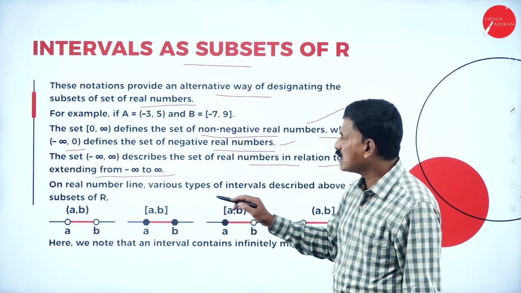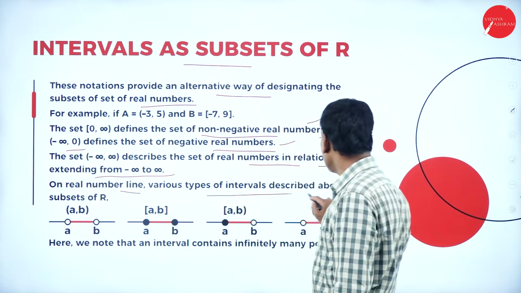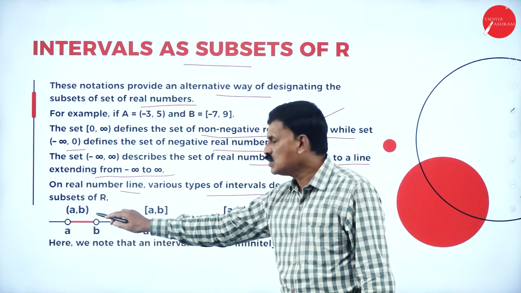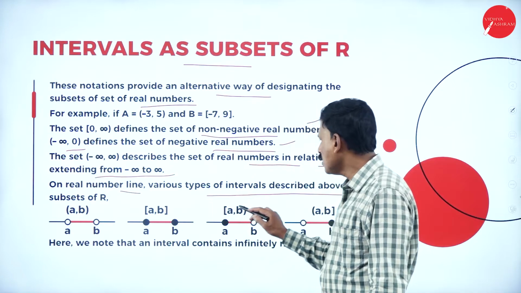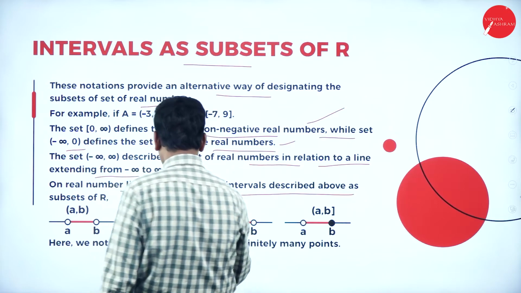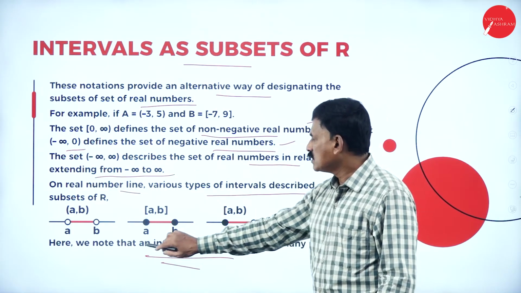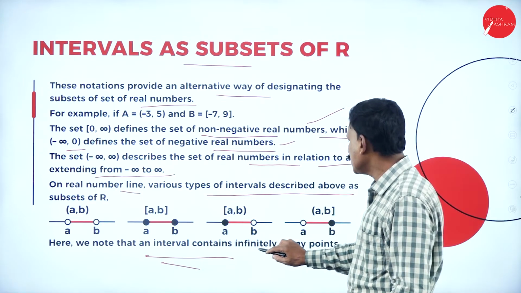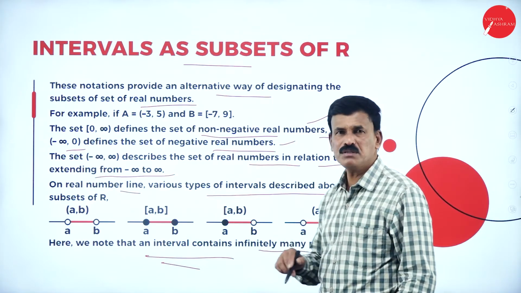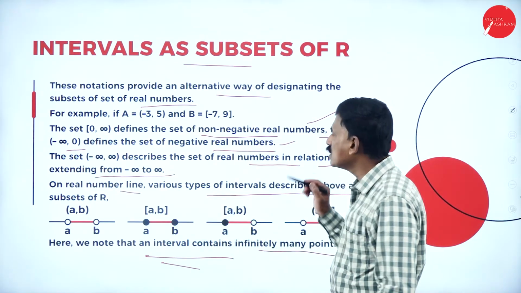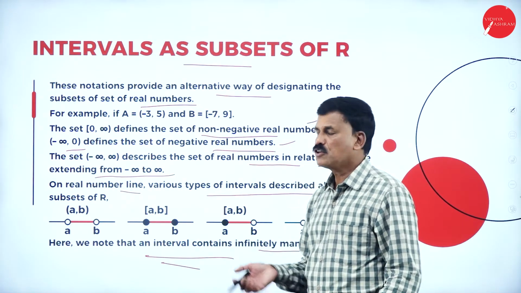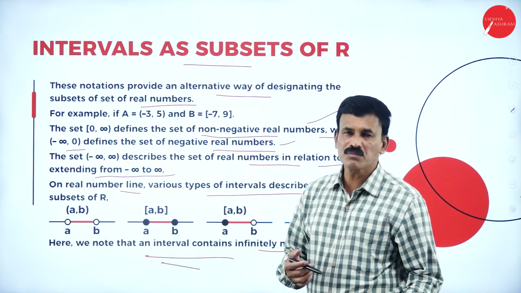So on the real number line, various types of intervals are described as subsets of R. Here (A, B) is the open interval, [A, B] the closed interval, and [A, B) and (A, B] are semi-open and semi-closed intervals. We can note that an interval contains infinitely many points. So this is how we are going to represent closed, open, and semi-open, semi-closed intervals. Now by knowing this, let us come to some examples.